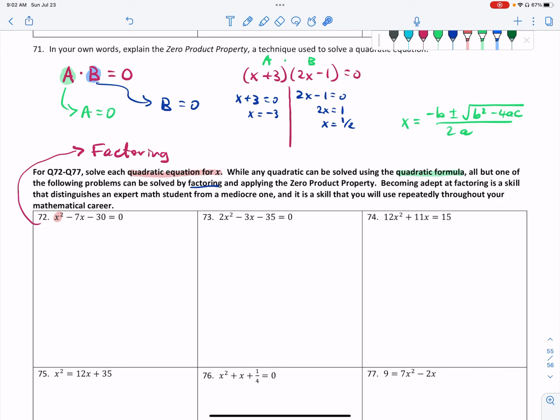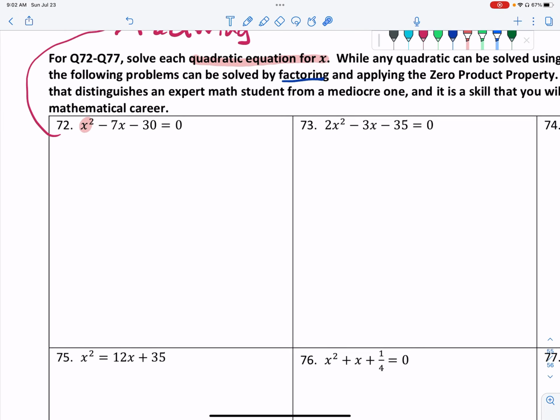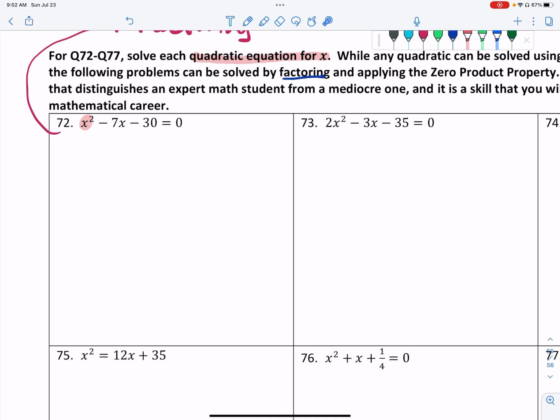So I'm going to start with a question like question 71, or 72. It is the easiest kind of factoring to do, and it happens when your leading coefficient, the a value up here, is 1. When I say a, it usually is written like this: ax squared plus bx plus c is equal to 0. And when this a value is 1, like this understood 1, then it's the easiest of the factoring to do.